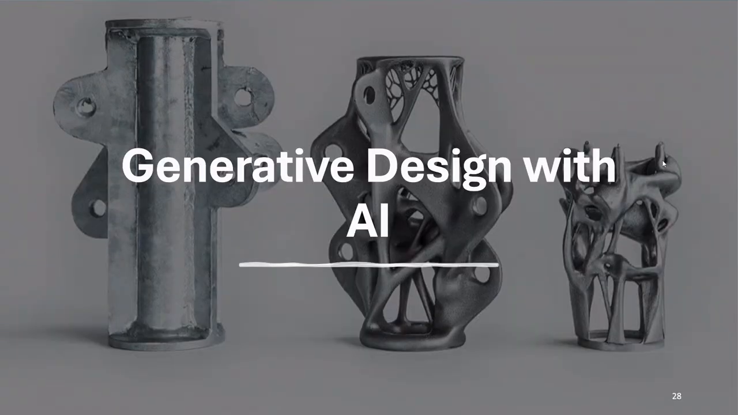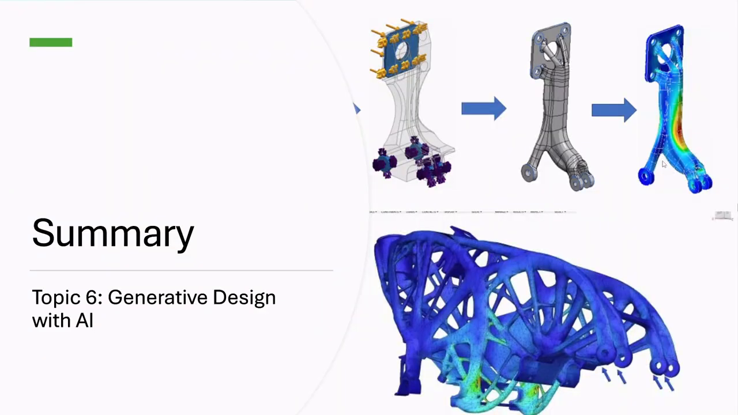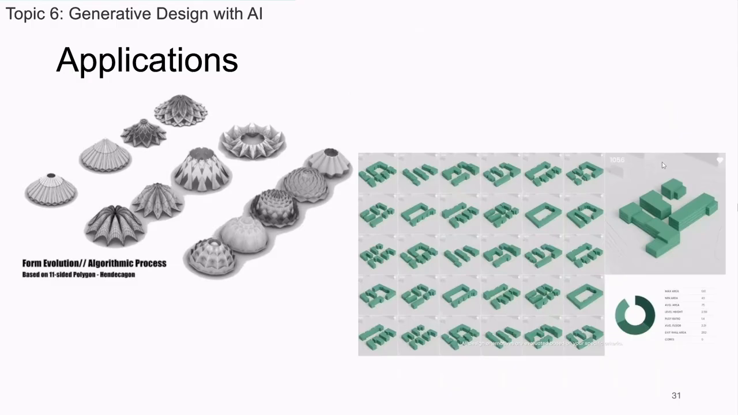Next, let's dive into generative design. This is a design process that leverages AI-powered algorithms to explore multiple design solutions based on parameters like material, weight, and cost. Engineers simply input their constraints and the system generates a variety of optimized designs. Some of these applications include creating lightweight yet strong components for aerospace and automotive industries, developing customized medical implants that perfectly fit patient needs, and producing optimized consumer products with minimal material waste.